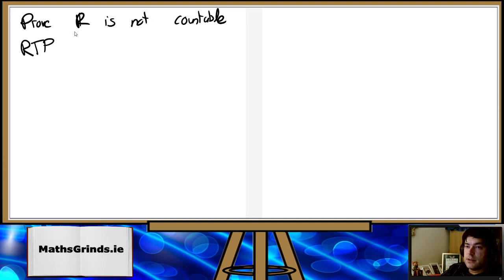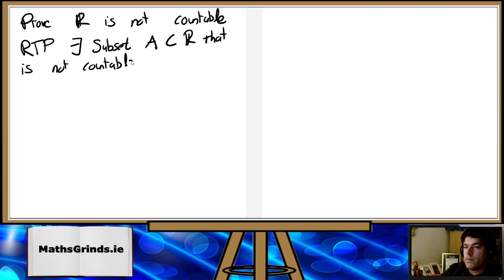This can be done if we can just show that there exists a subset A of the real set that is not countable. As long as I can find a subset A of R that's not countable, then the whole thing isn't countable because some part of it is not.